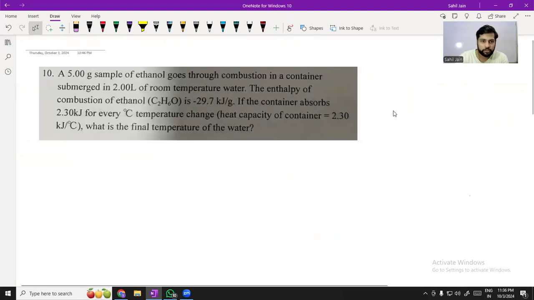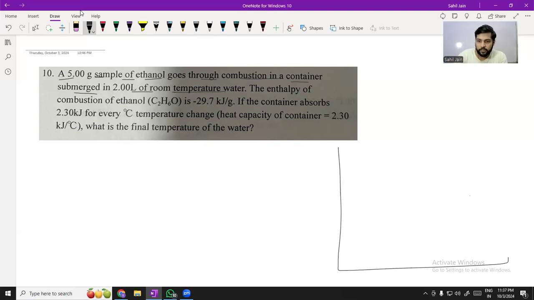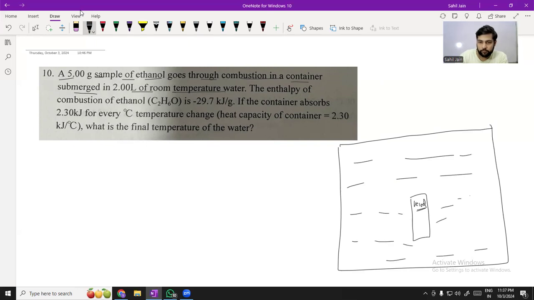Yes, we have this question. It says a 5-gram sample of ethanol goes through combustion in a container submerged in 2 liters of room temperature water. What this means is, let us draw a small diagram for this. This is a very special question and a very advanced question of calorimetry. It says we have a big container. It is a closed container and it has a small vessel inside it, and the rest of the container is mostly filled with water.